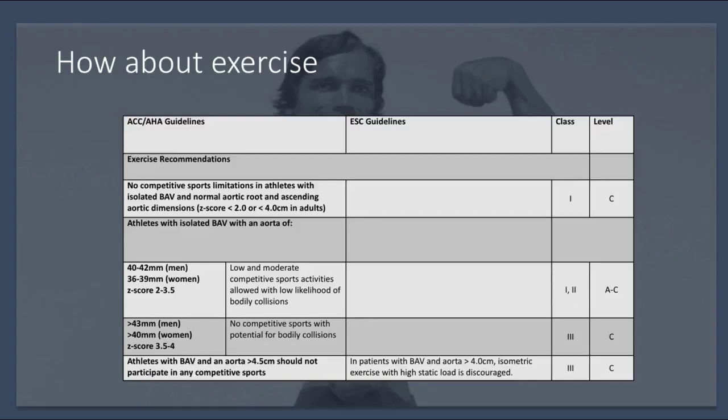There's also potentially a challenge: if you identify somebody with a bicuspid aortic valve, that doesn't necessarily mean that a family member who doesn't have a bicuspid aortic valve doesn't have this genetic abnormality. A word of caution there.